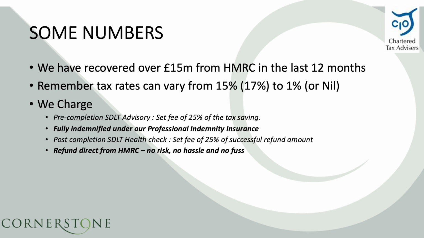So some numbers. We have recovered over £15 million in the last 12 months in overpaid SDLT. It wasn't one transaction of 14.9 million and one of 100,000, I hasten to add. You've got to remember these tax rates. You can get from 15 or 17% to 5%, and with a maximum multiple dwellings claim, you can get as low as 1%. Or if you're claiming a probate relief, you can get it down to nil. It really is that variable. You can start to see how this thing comes together.